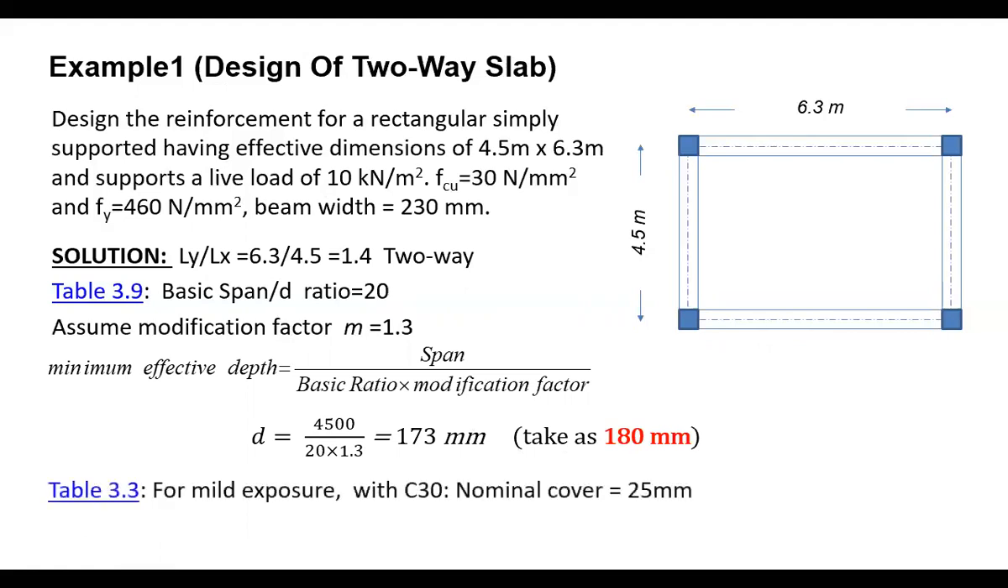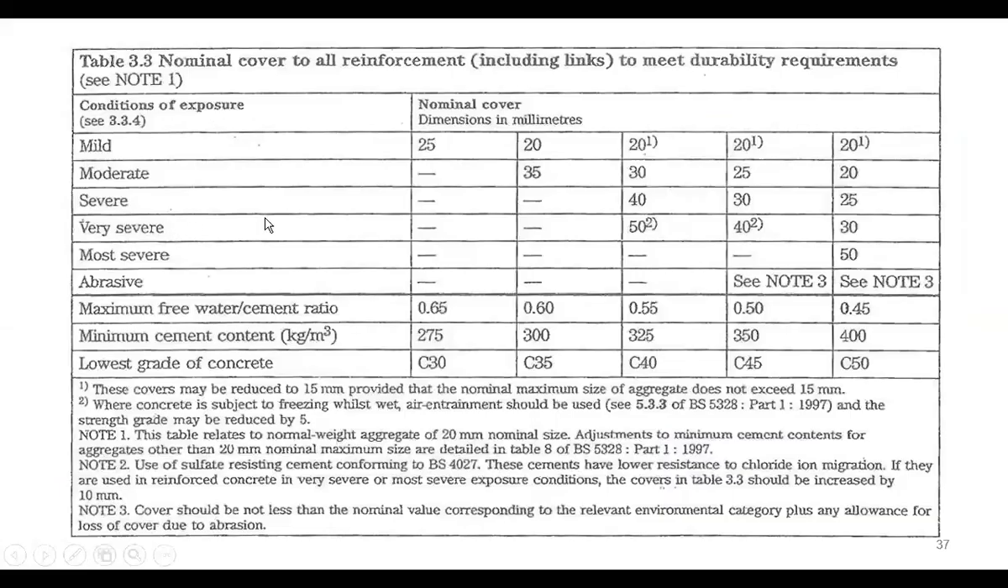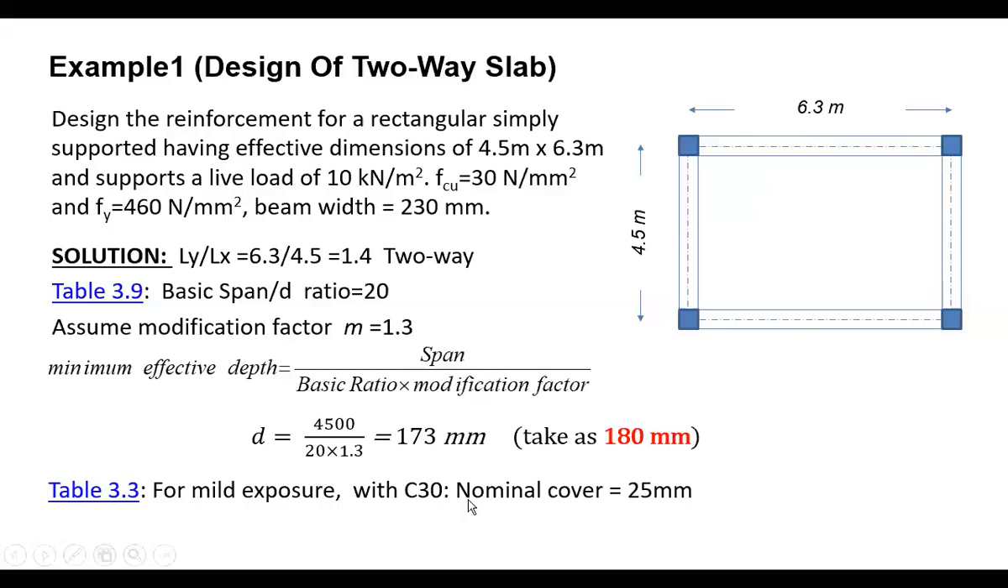Then the second step is to check the cover that we need to use. It will depend on the durability and fire resistance. For durability, we have a mild exposure and concrete strength of C30, 30 megapascal. So if we go to table 3.3 in the British standard, mild exposure with 30 megapascal, it is 25 millimeter. So this will be the concrete cover in the case of exposure, table 3.3.